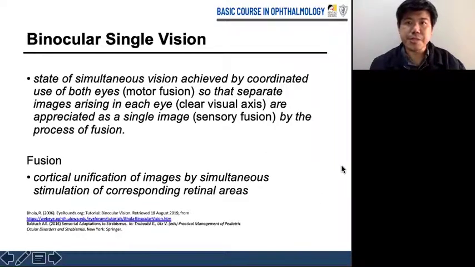By definition, binocular single vision requires three components. These are motor fusion, which is a result of precise motor coordination, sensory fusion, which is also a result of precise motor coordination, and of course, aligned visual axes. So fusion is defined as a process that is made centrally, particularly in the visual cortex.